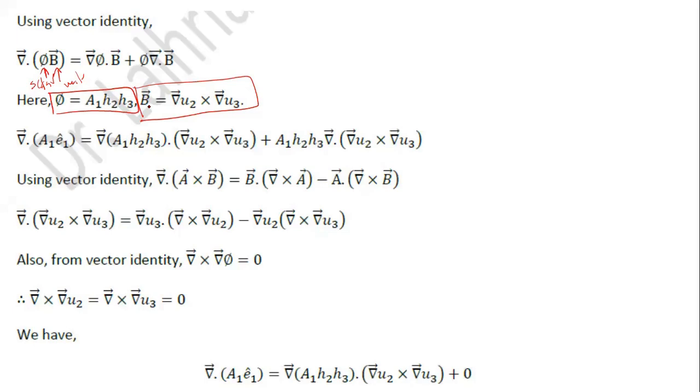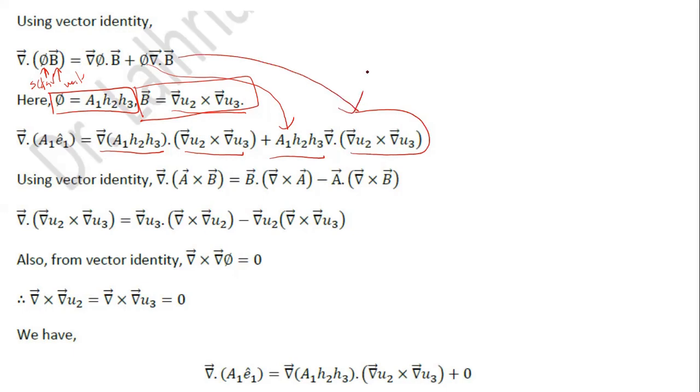Now, by using this formula, divergence of scalar into vector will be equal to the gradient of the scalar dot product with vector B, instead of vector B you write this, plus the scalar quantity. What is the scalar quantity? a1 h2 h3, times the divergence of the vector B.